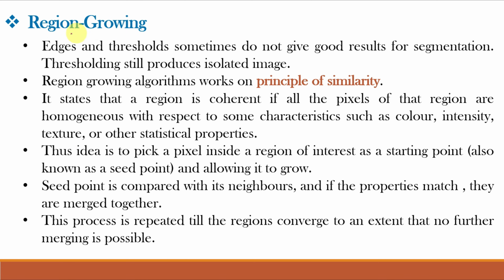First, let us start with region growing. As the name suggests, region growing is a procedure in which pixels are grown or pixels are grouped into larger regions based on some predefined condition. So the edges and thresholds sometimes do not give good results for segmentation, and thresholding will too produce isolated image. Region growing algorithms work on the principle of similarity. It states that a region is coherent if all the pixels of that region are homogeneous with respect to some characteristics such as color, intensity, texture or other statistical properties. Thus the idea is to pick a pixel inside a region of interest, which we will call ROI, as a starting point, and this pixel we will name the seed point.